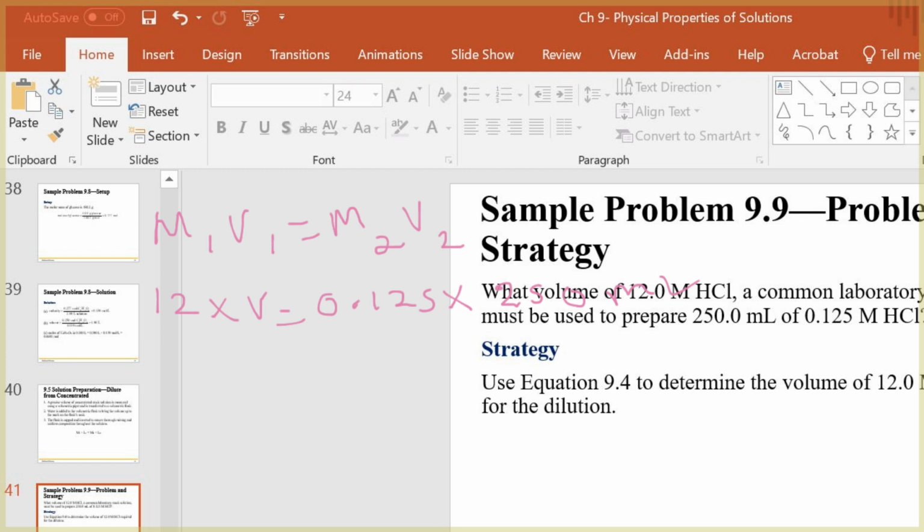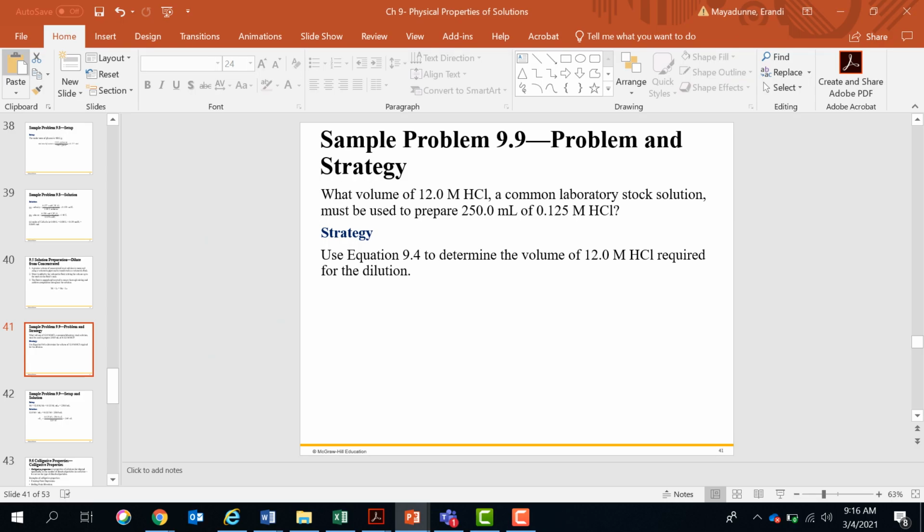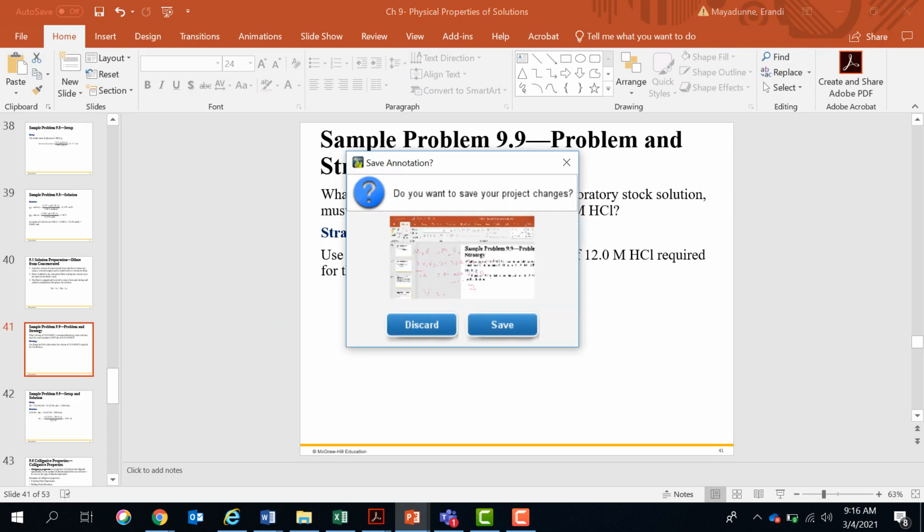So 0.125 multiplied by 250, divided by 12, you get the volume this way. So this is how you do this kind of calculation. I hope this video will help you to understand chapter 9, and thank you.